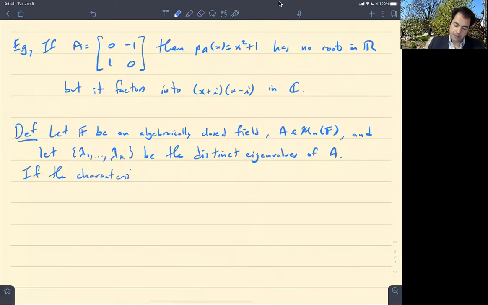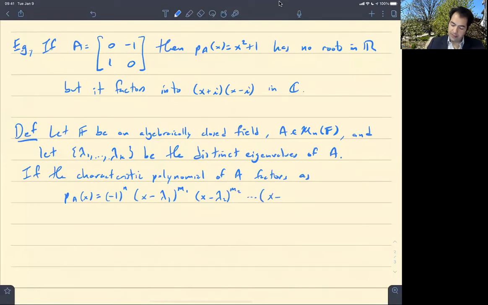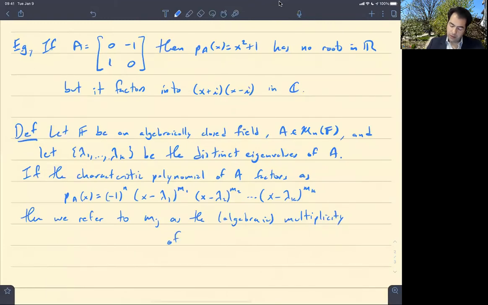If the characteristic polynomial of A factors as, so I can write it as (-1)^n times (x minus lambda 1) raised to some power, call it m1, and then (x minus lambda 2) raised to m2, and so on until you get to (x minus lambda k) raised to the mk, then we refer to m sub j as the algebraic multiplicity of lambda j as an eigenvalue of A.